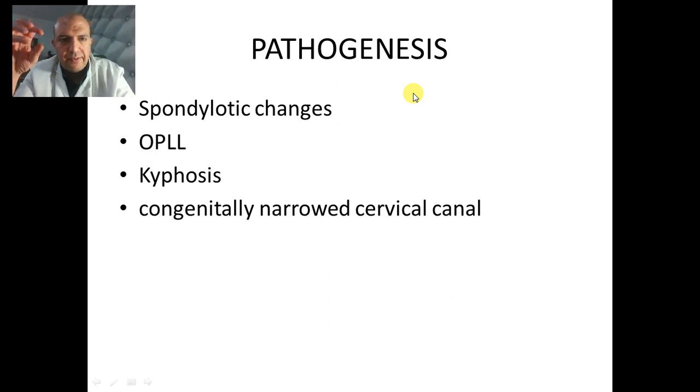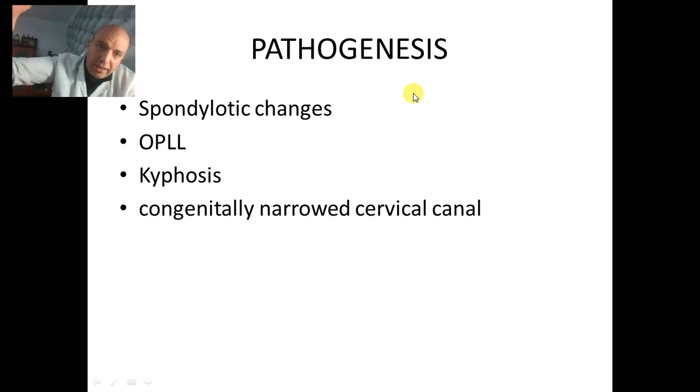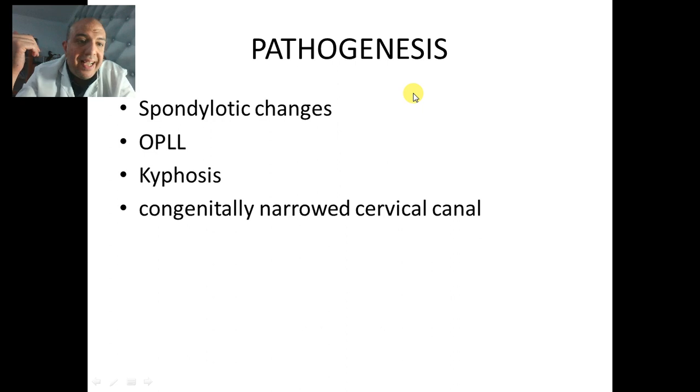Usually the cervical cord occupies about a third of the diameter of the canal. But with progressive aging of the patient and progressive spondylitic changes, if he is already congenitally narrow, he can't adapt to this aging and spondylitic changes, and it could be manifested earlier.